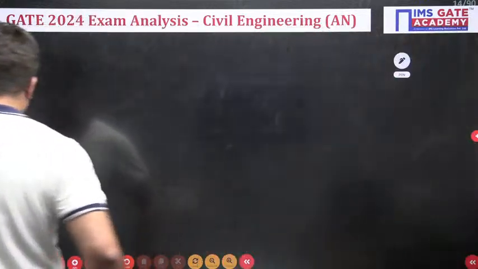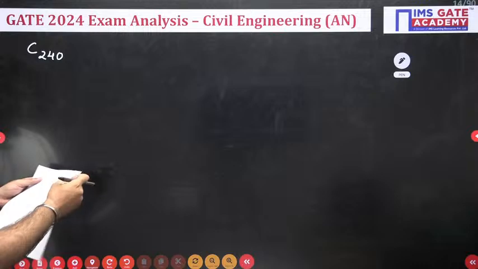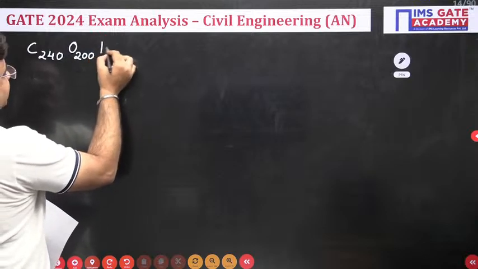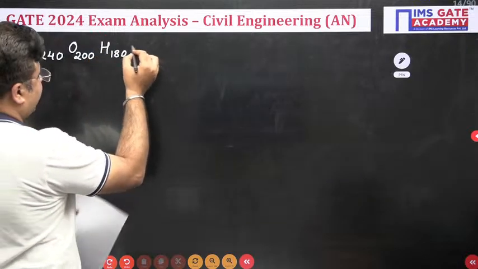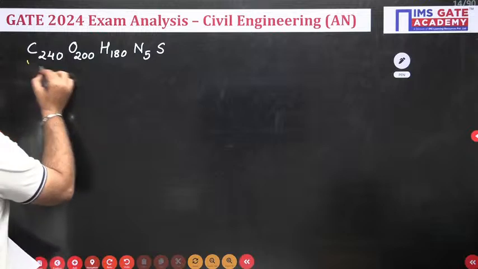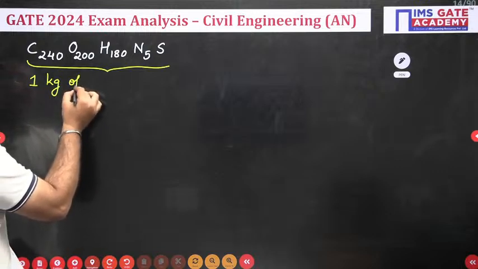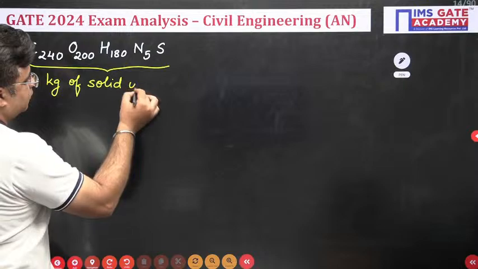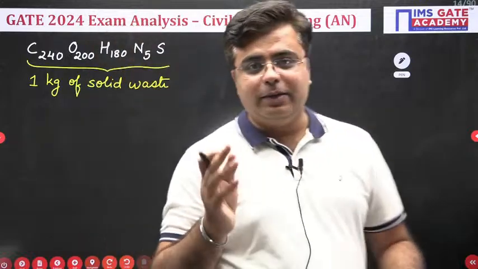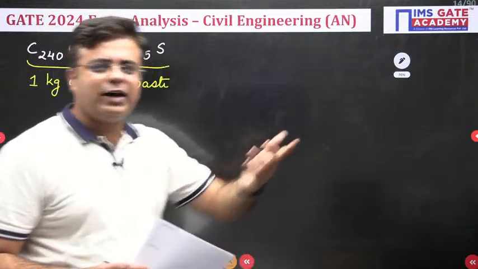So this is the organic matter given to us: carbon 240, oxygen 200, hydrogen 180, then nitrogen 5 and sulfur. This is the solid waste given to you, and the weight of this solid waste is 1 kg. You are asked to calculate how much SO2 will be liberated from this 1 kg of solid waste. If you burn this 1 kg of solid waste, how much SO2 is liberated?